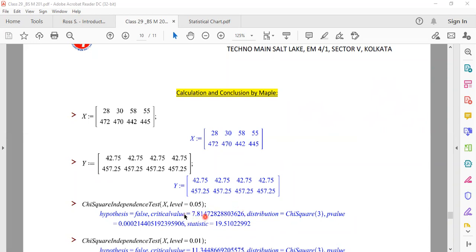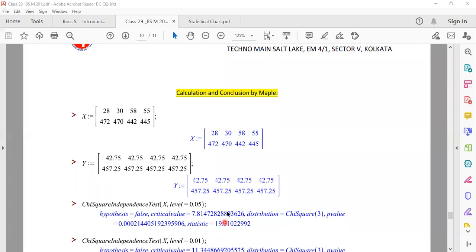You can get the critical value, although it is very precise, because I have used the statistical software. If I use the statistical table, this value will not be that precise. You will get some value up to 3 decimal places, or 2 decimal places, but it is so precise because we have used the statistical software.